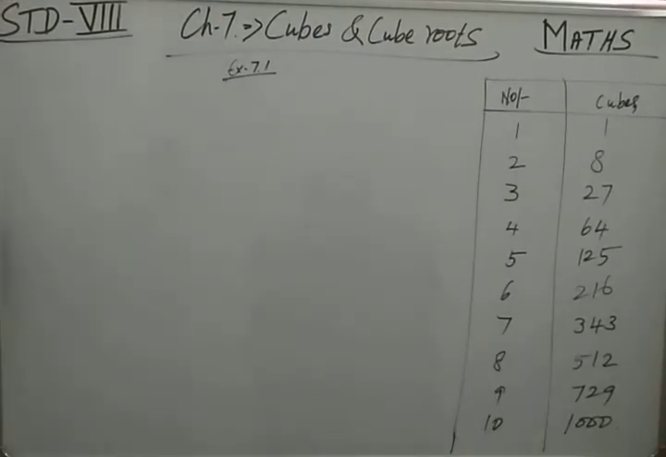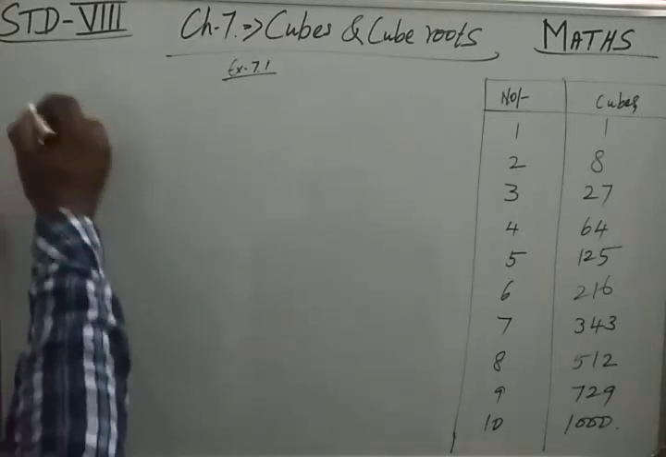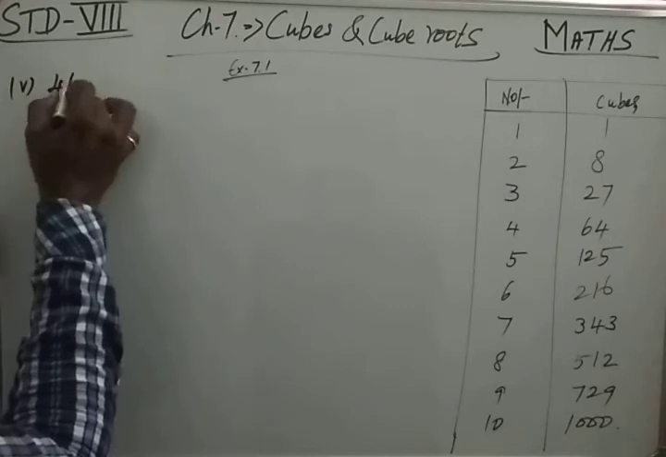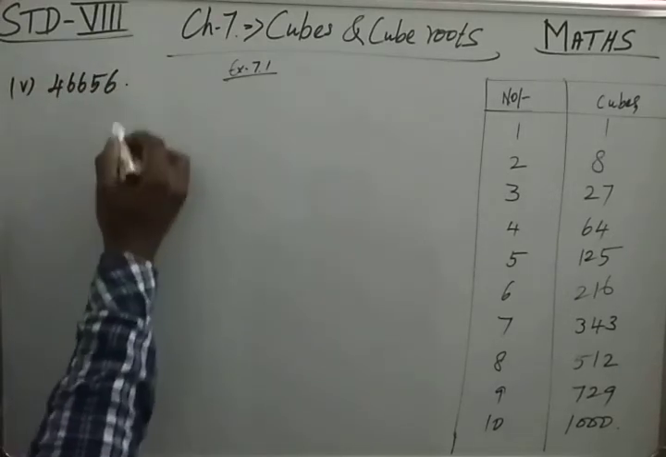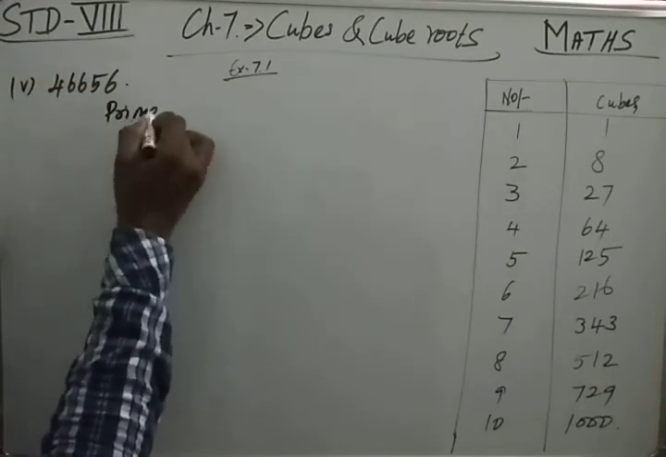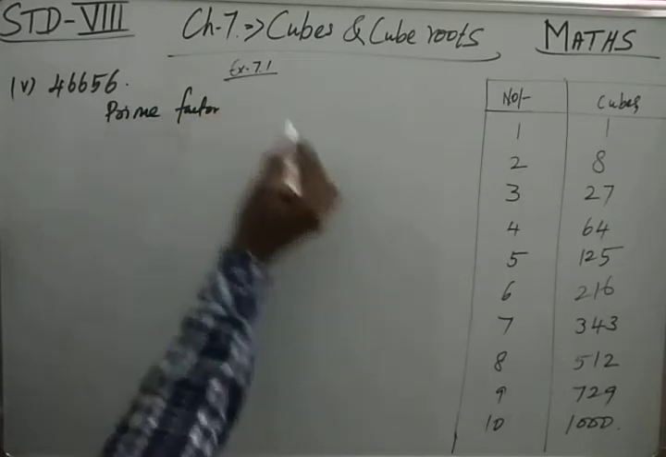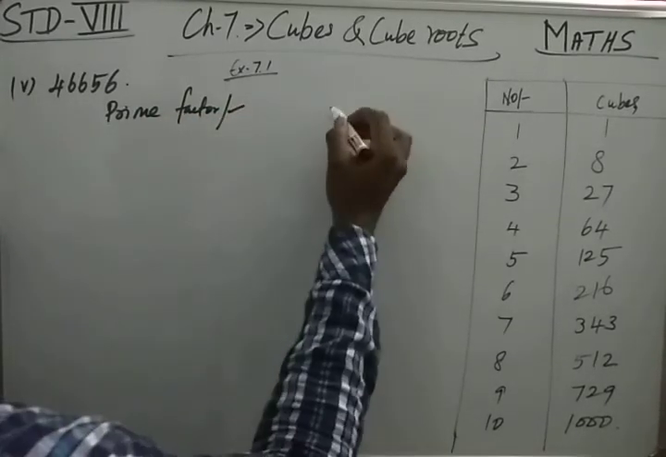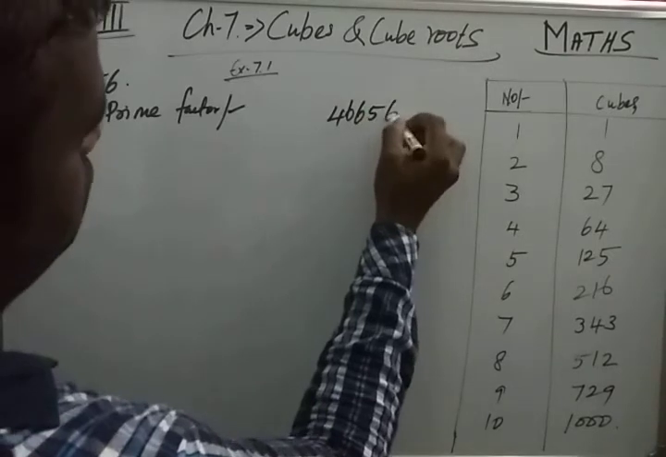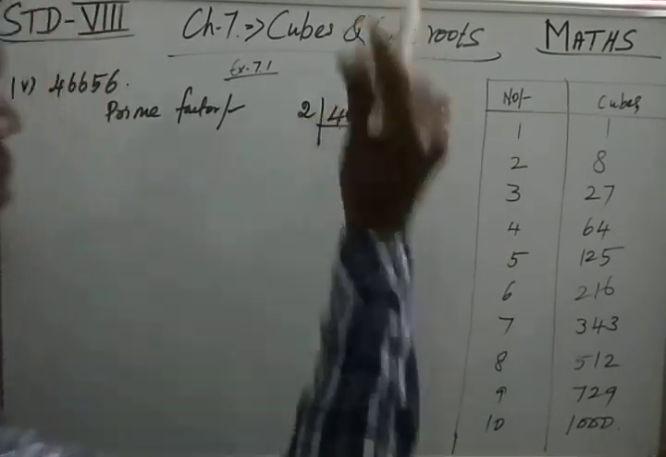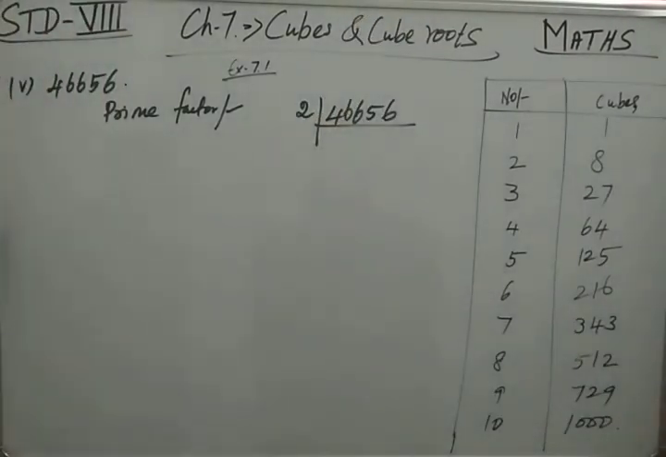What is the fifth question over there? 46656. The fifth one they have given is 46656. So we are doing the prime factorization method. We are taking 46656. First you will use the 2 table.